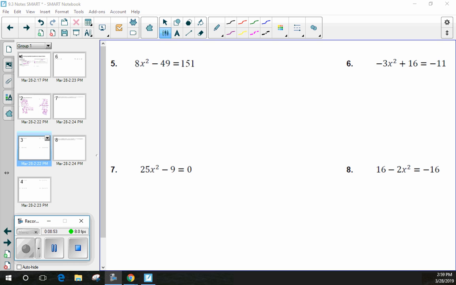Give y'all a head start. Y'all can check it as you work it out. For this one, I'm going to isolate that x squared by subtracting the 16 and then dividing by the negative 3.